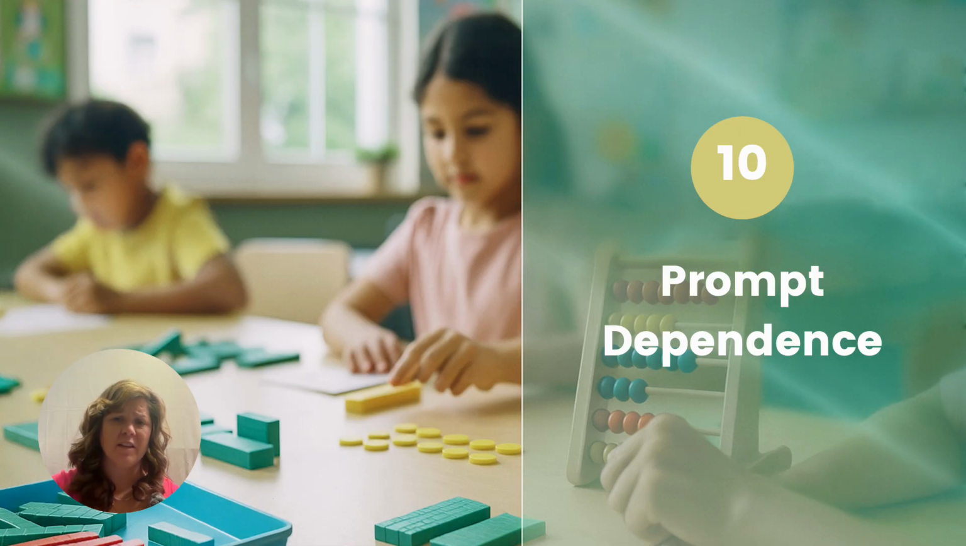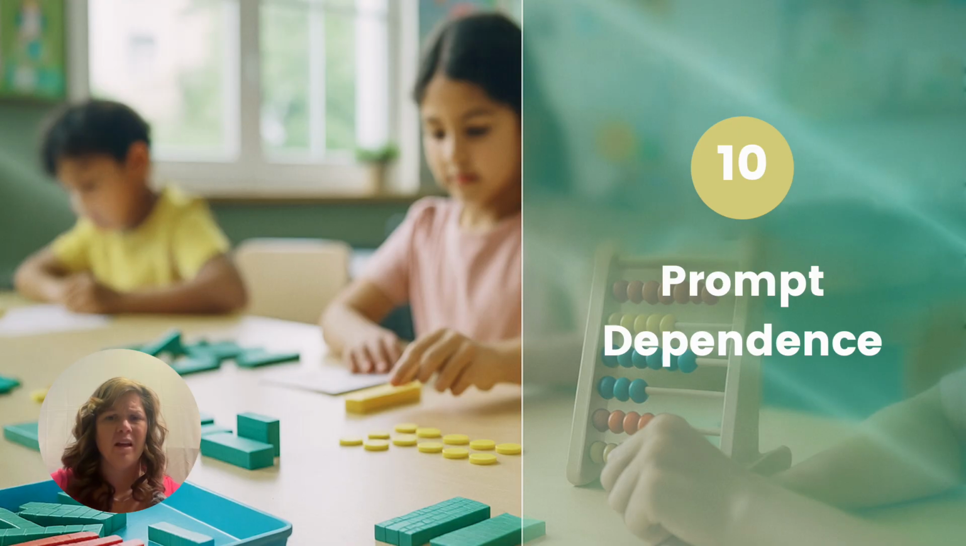Here's a real-life example. You're teaching a child to answer, "What color is this?" Every time you say, "What color is this?" say blue. The learner says, "Blue." Great. But what happens next time? They wait, because they've learned, I don't answer until the adult tells me what to say. So now the prompt controls the response, not the question. That's prompt dependence.